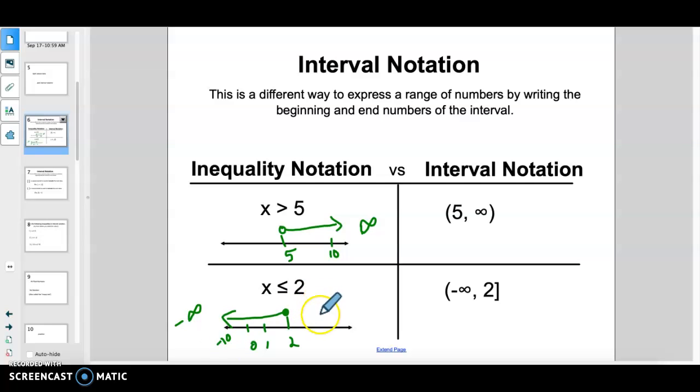So when I do my interval notation, I go from left to right. So from the left, I'm going to negative infinity. And then when I go to the right, the farthest I can hit is 2. So in interval notation, I've got negative infinity to 2.